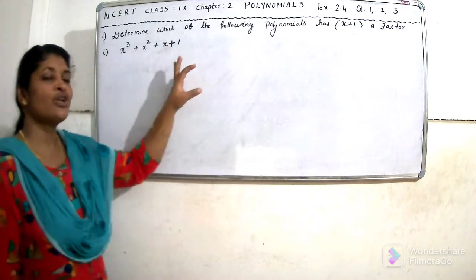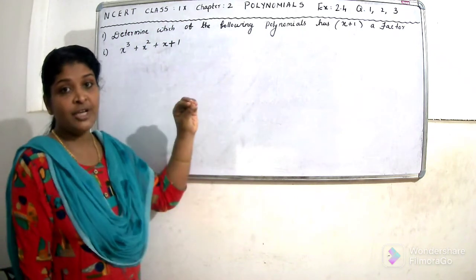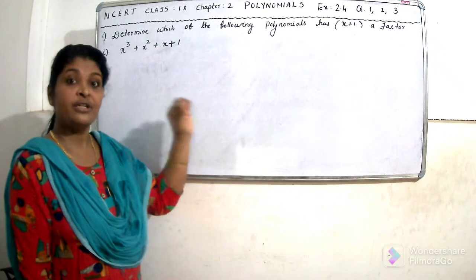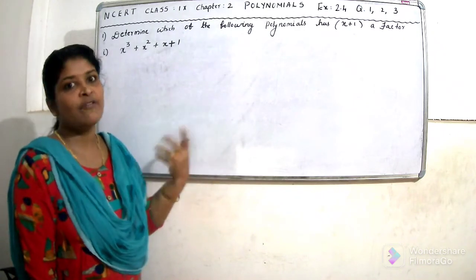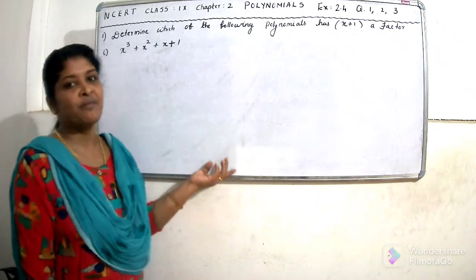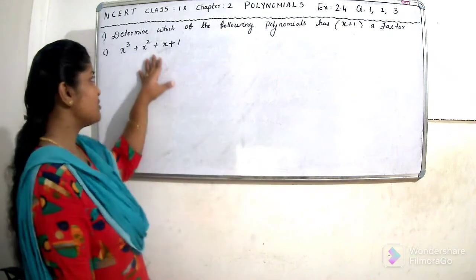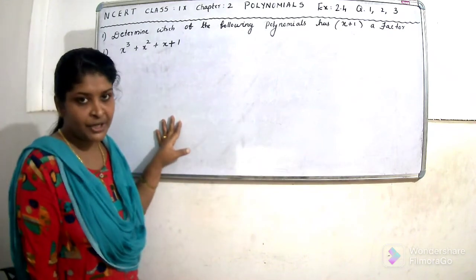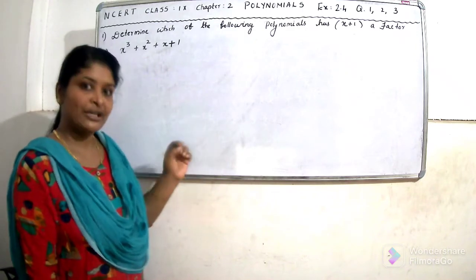So here we are going to apply the factor theorem. For the factor theorem, first we have to get the remainder. First of all, we have to get the remainder, then only we can check whether it is 0 or not. So how will we get the remainder? By using the remainder theorem. So first of all we have to use the remainder theorem, then we will get a remainder. Whether it is 0 or not, that we have to check.